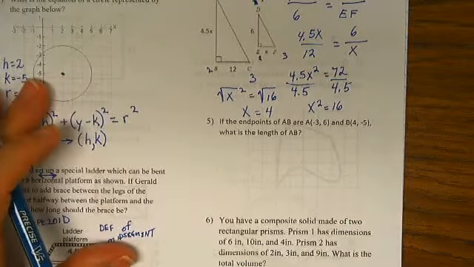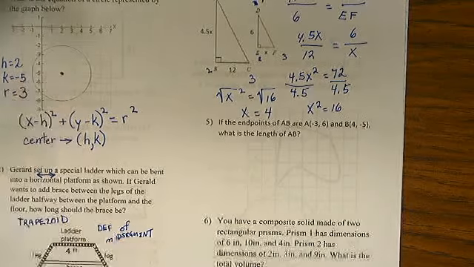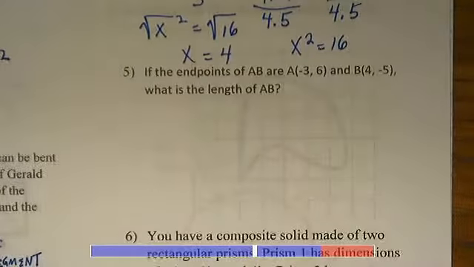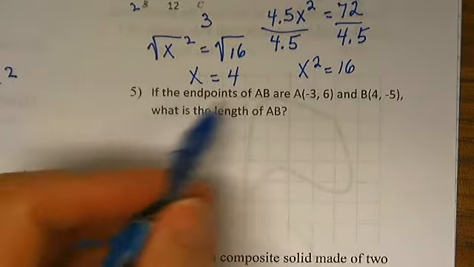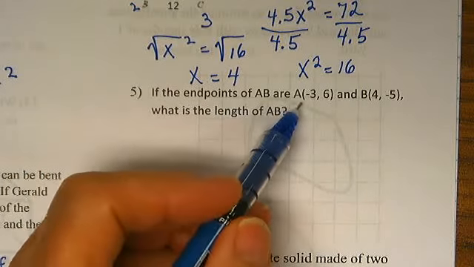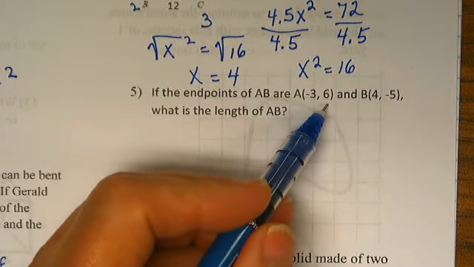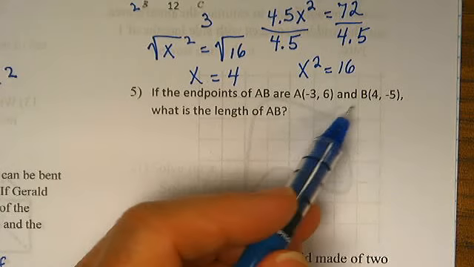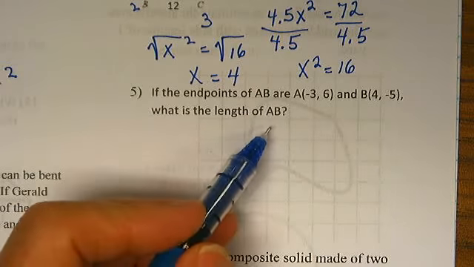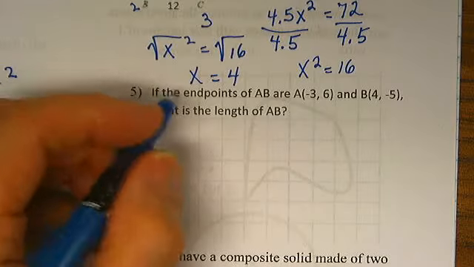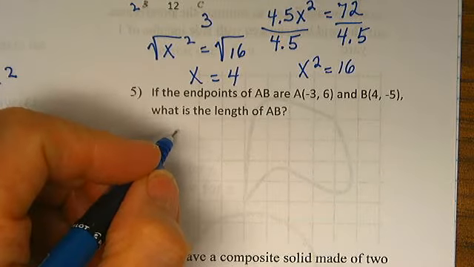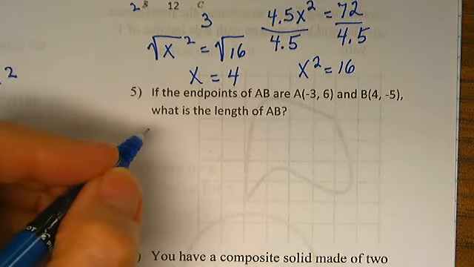Geometry review, problem 5. We did this in class yesterday, but I didn't record it. Here we go. If the endpoints of AB are A at (-3, 6) and B at (4, -5), what's the length of AB? Two ways to do it: Pythagorean Theorem or distance formula.